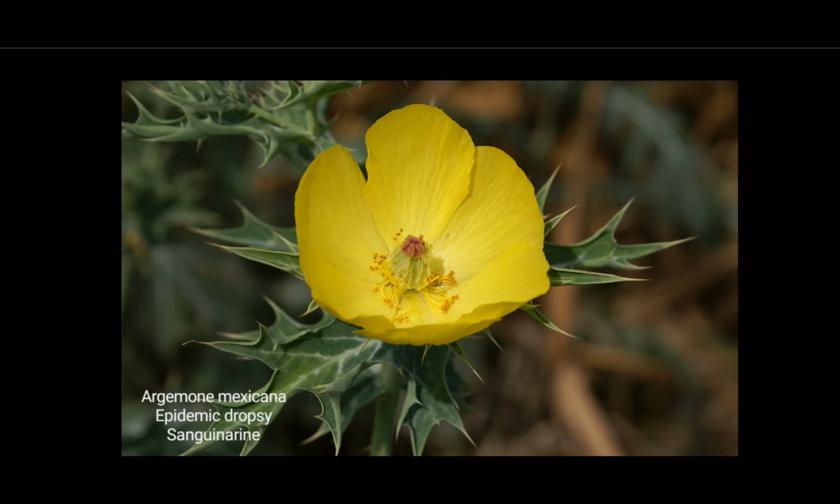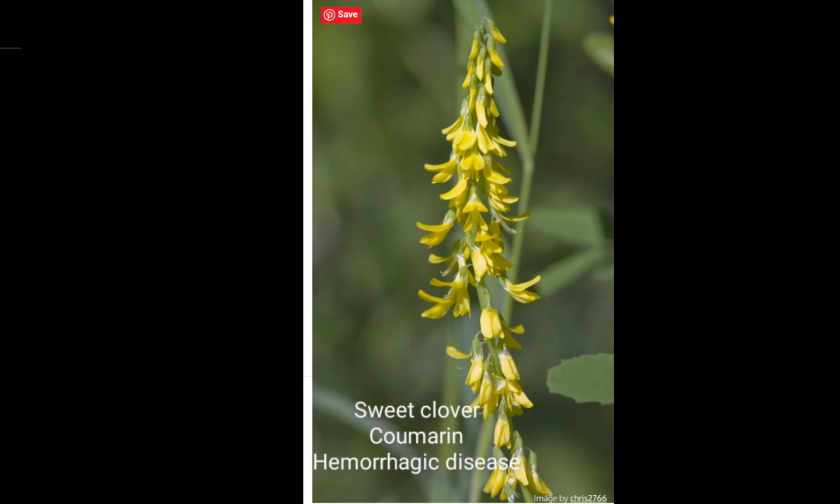Then next we have the image of Argemone mexicana. Argemone mexicana has yellowish flowers, and it causes epidemic dropsy, and the poison here is sanguinarine. Epidemic dropsy, and the poison is sanguinarine.